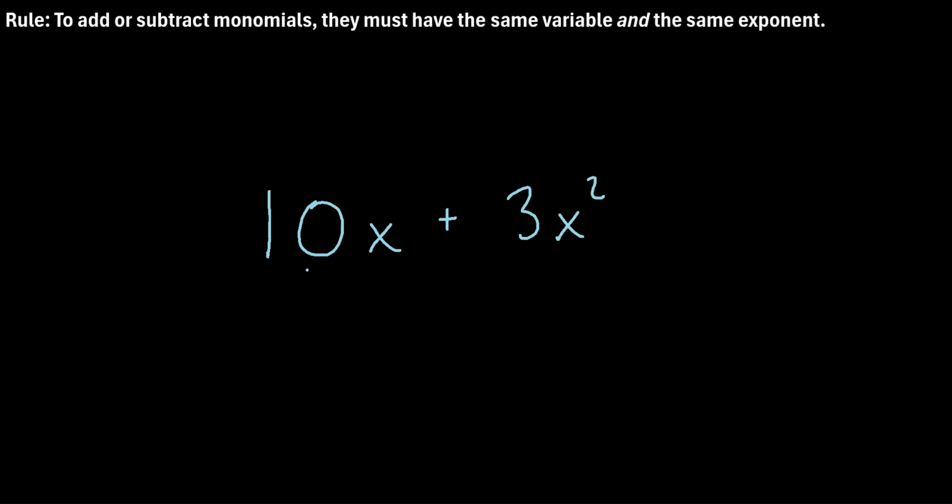All right, let's try another example. Let's say we have 10x plus 3x squared. Can we add these two together? Well, first we'll check if they have the same variables. So this first monomial has an x, and this second monomial also has an x. So that's good. Now we need to check if they have the same exponent.